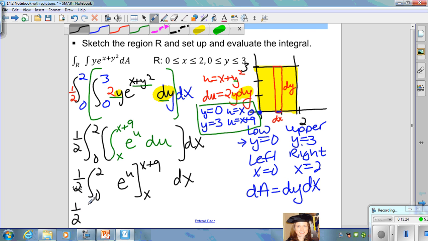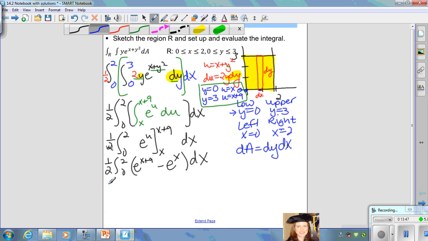Now we have 1/2 the integral from 0 to 2. We plug in the upper bound: e to the x plus 9 minus e to the x, dx. Now we have a single integral. We can evaluate this with respect to x. That's going to be 1/2 times the antiderivative of e to the x plus 9, which is e to the x plus 9, and then the antiderivative of e to the x is going to be minus e to the x, and we evaluate that from 0 to 2.